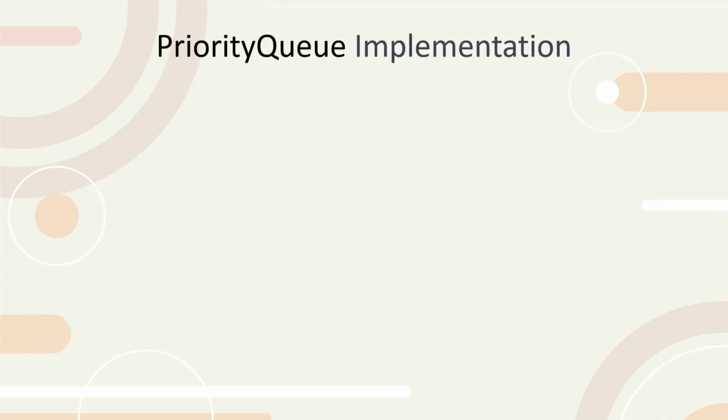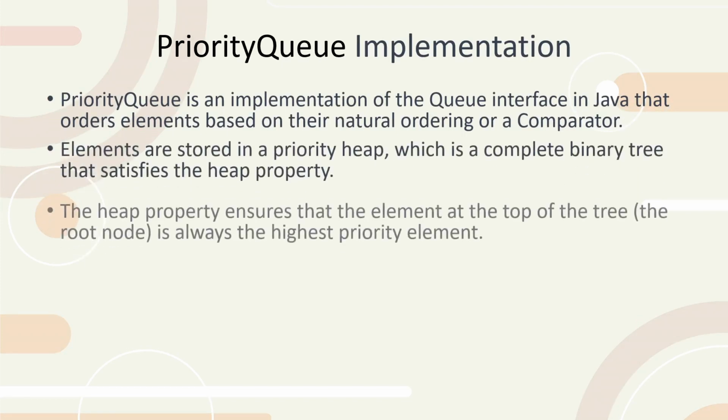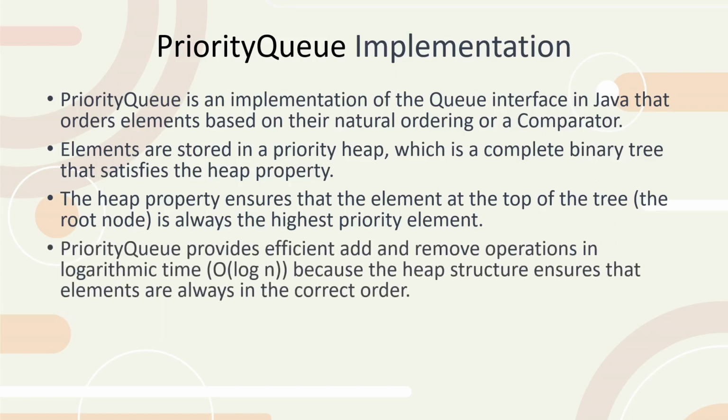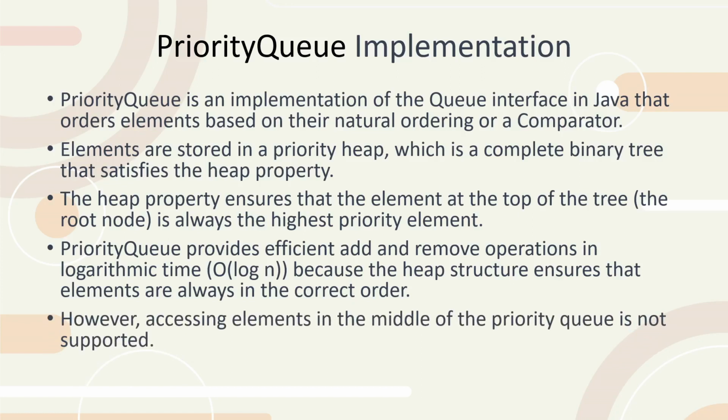So now let's look into the PriorityQueue implementation. PriorityQueue is an implementation of the Queue interface in Java that orders elements based on their natural ordering or a comparator. Elements are stored in a priority heap, which is a complete binary tree that satisfies the heap property. The heap property ensures that the element at the top of the tree, the root node, is always the highest priority element. PriorityQueue provides efficient add and remove operations, in logarithmic time, because the heap structure ensures that elements are always in the correct order. However, accessing elements in the middle of the PriorityQueue is not supported.